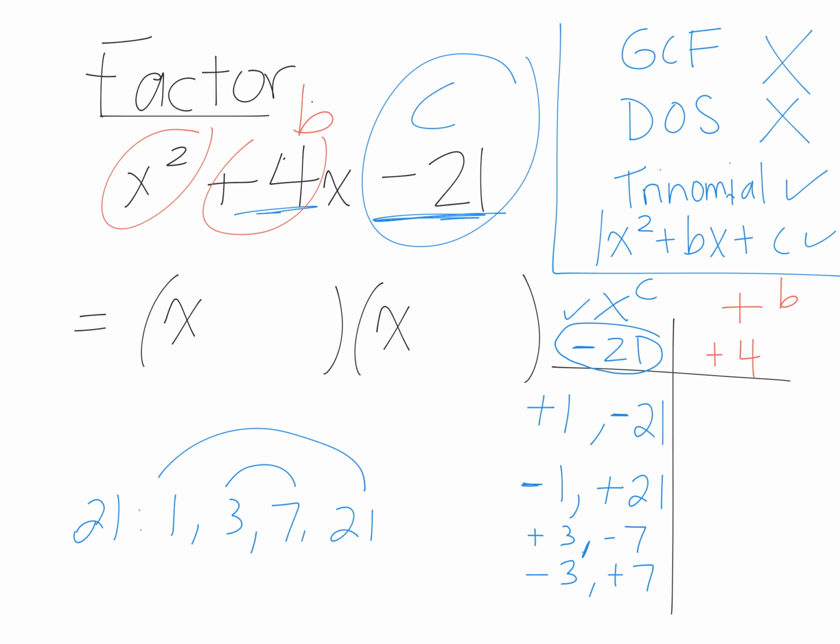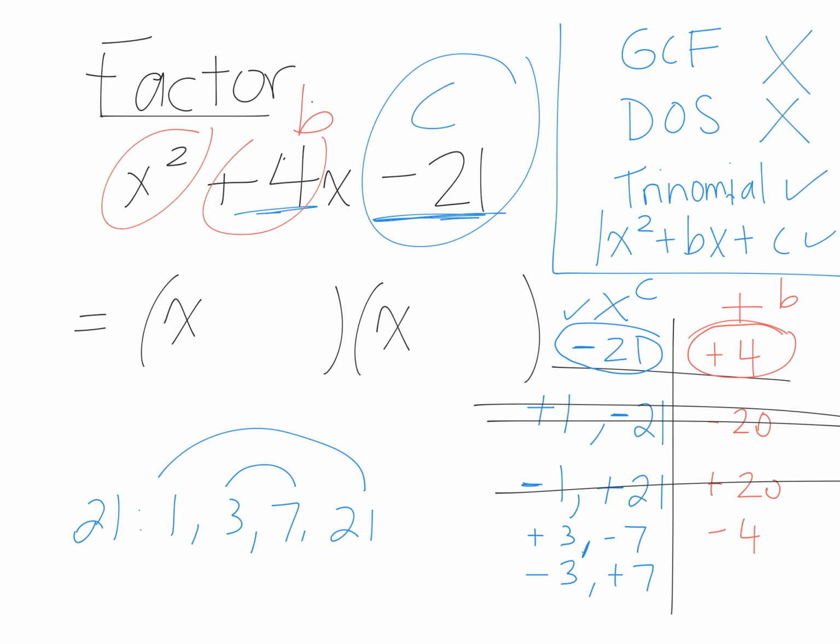You have to write down all the possibilities in order to figure out which one, when you add together, will equal, what are we trying to equal? 4. Positive 4, right? Okay, so let's add these together. What is 1 plus negative 21? Positive or negative? Negative 20. Does that work? No. Negative 1 plus 21 is positive 20. Does that add up to positive 4? No, that doesn't work.